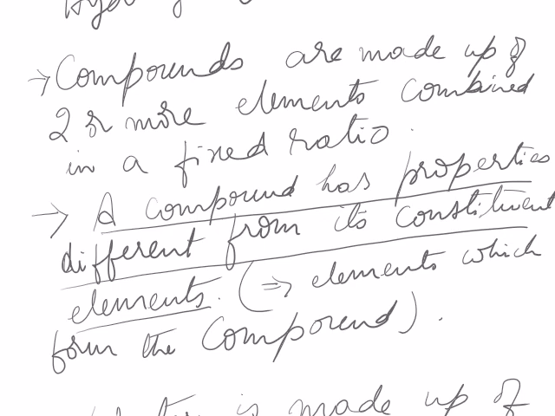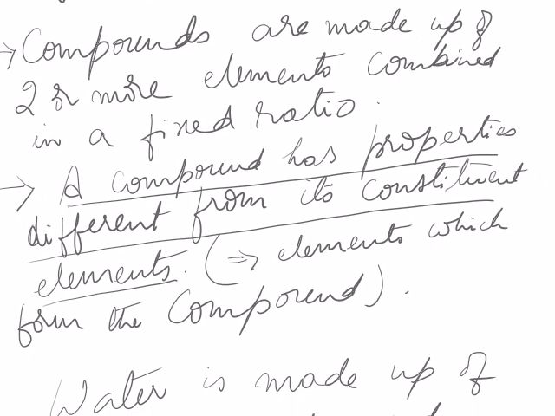Then there are many other properties which hydrogen and oxygen individually have. For example, oxygen gas supports burning. In the presence of oxygen only, burning can take place, whereas hydrogen gas itself starts burning with a blue flame. These are the individual properties of hydrogen and oxygen. But does water support burning like oxygen? No. Does water itself burn with a blue flame like hydrogen? No. So the properties of water are completely different, isn't it?